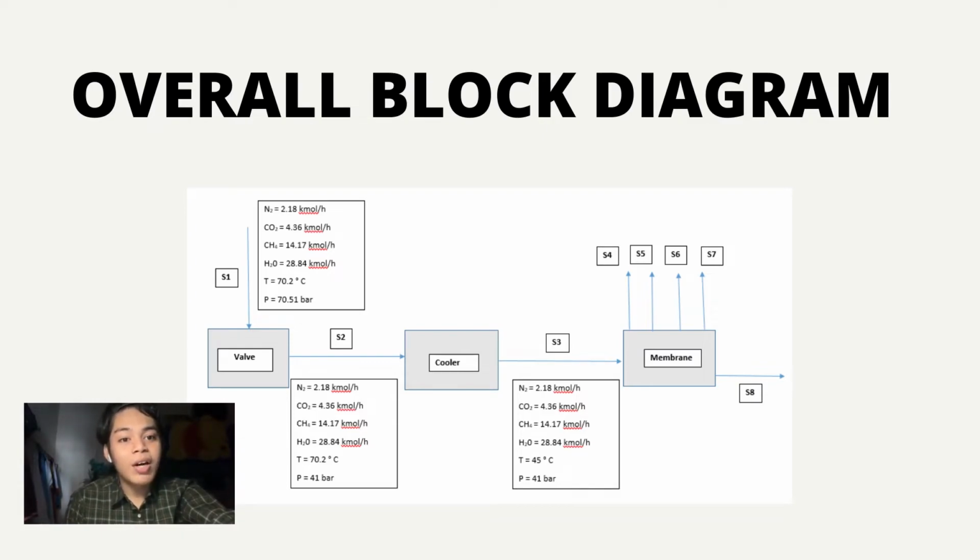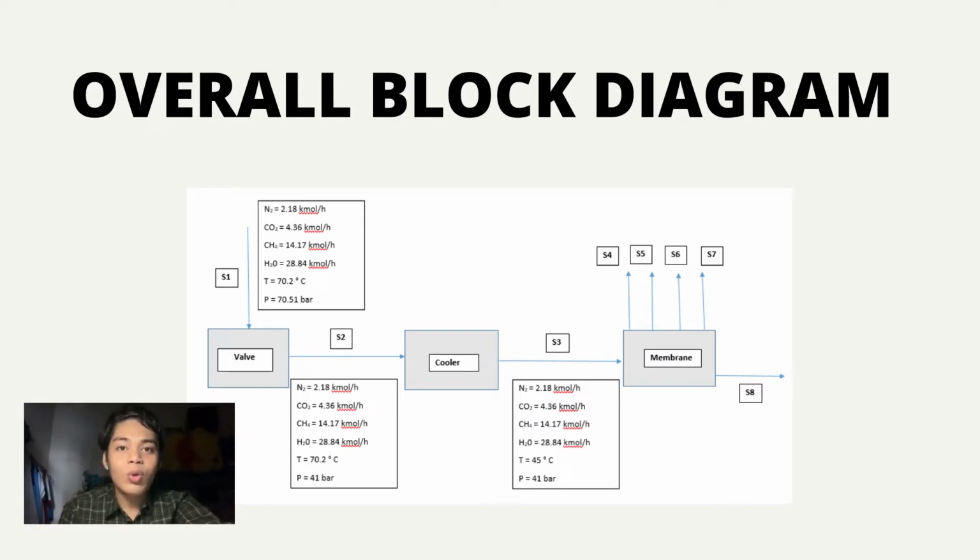So what is actually the function of the valve and cooler? The valve is used to lower down the pressure of the syngas, and the cooler is used to lower down the temperature of the syngas, because at the membrane we have the operating condition, which is at 45 bar for pressure and the temperature is 45 degrees Celsius.